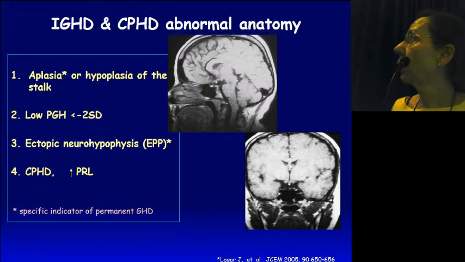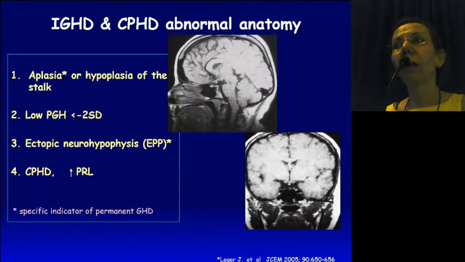And you see lack of pituitary stalk, and at the level of the tuber cinereum, at the level of the hypothalamus, you see a bright dot. And this bright dot is an ectopic neurohypophysis. So what makes this pituitary stalk interruption syndrome?